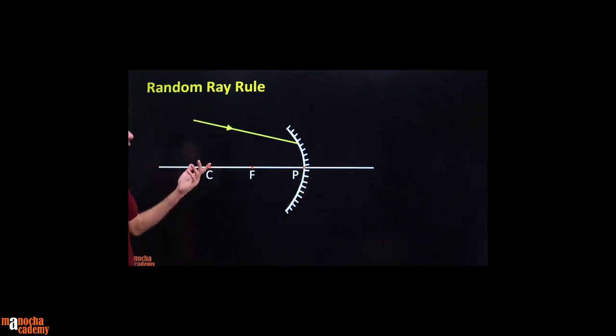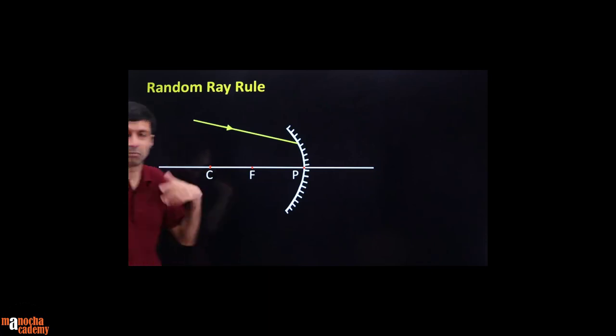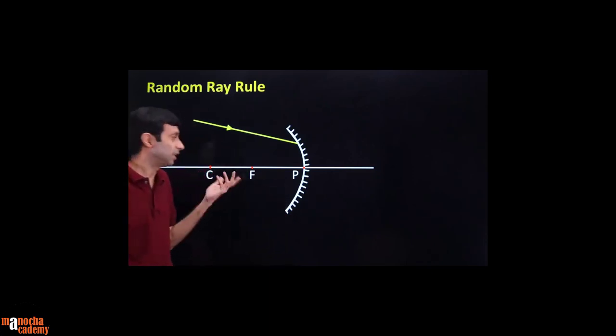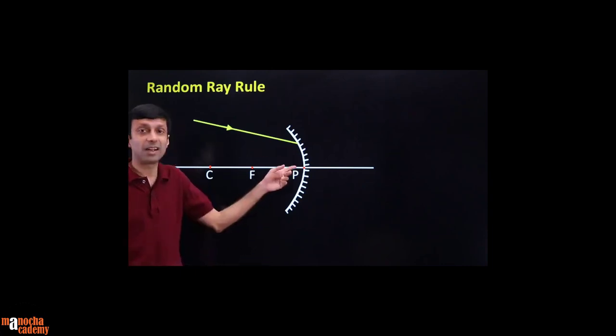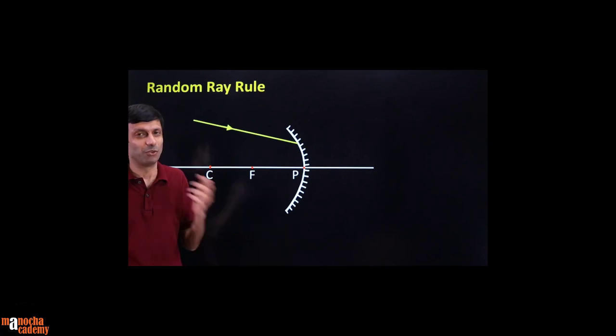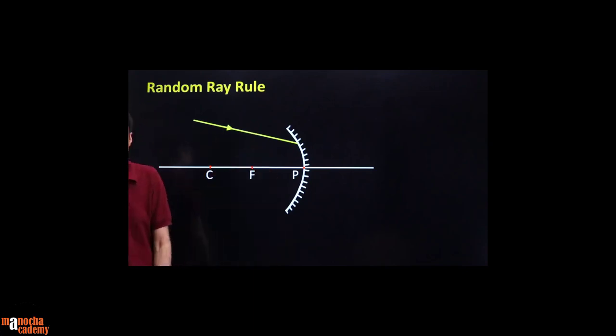No. So we cannot use rule 1. Is it passing through the center of curvature? No, we cannot use rule 2. Is it passing through the focus? No, we can't use rule 3. Is it incident at the pole? No, we can't use rule 4. So I like to call this the random ray. So what do we do in this case?